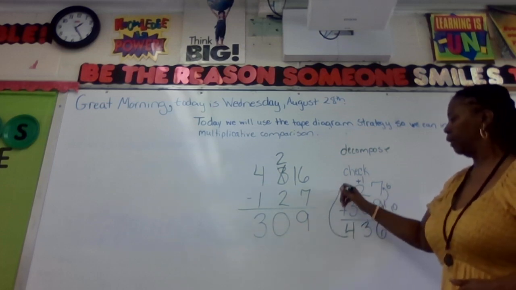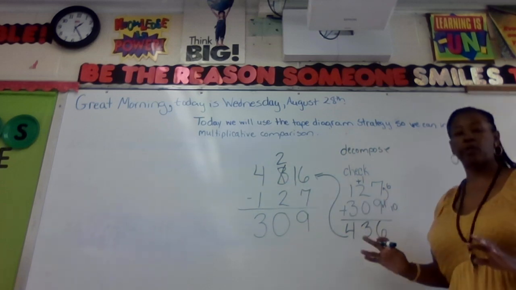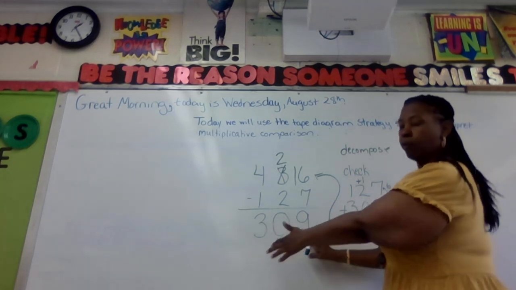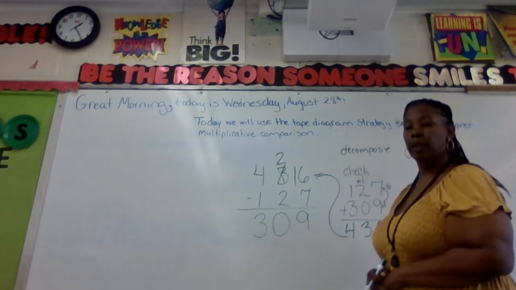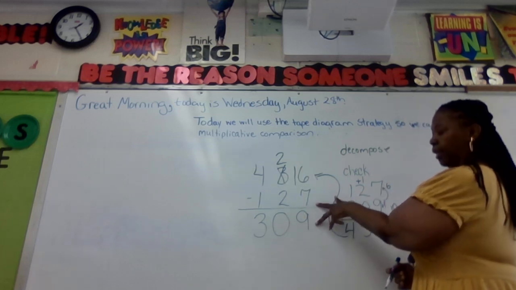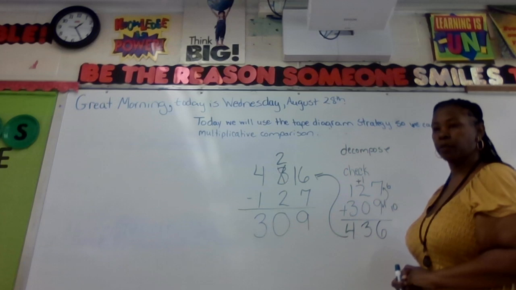Now, if you get the number that was on top, which was 436, that's how you know your answer is right. If I didn't get 436, it will let me know something is wrong with my subtraction. I need to redo it. So subtraction is now self-correcting. Once you subtract, check it. And if you get that top number, then you know your subtraction is correct.